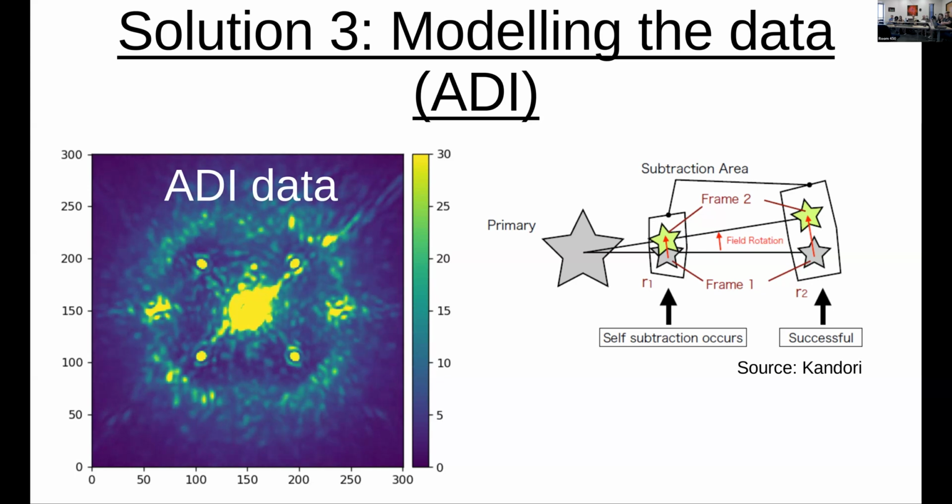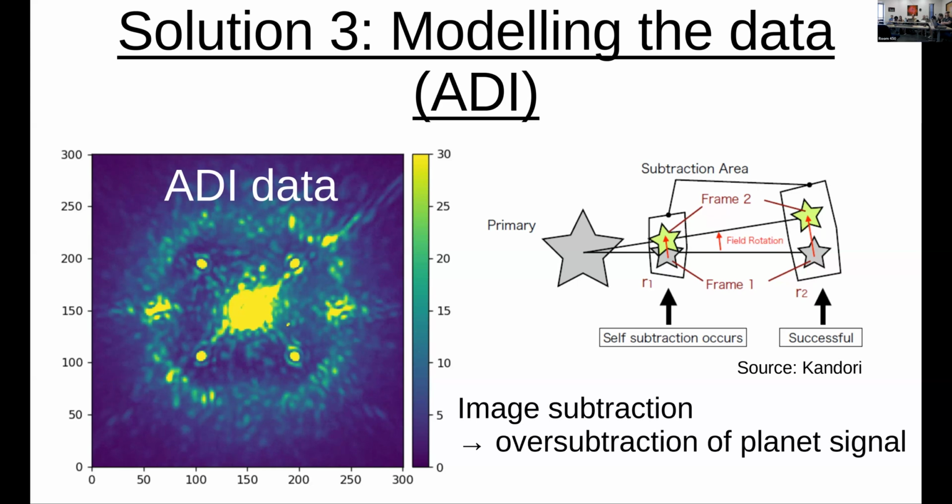But because the sky is rotating at a certain angular velocity, if the signal of the planet is far away from the star, it will move relatively quickly over the detector. If it's very close to the star, it will move very slowly over the detector. So if you subtract images from each other and the planet is close to the star, you also subtract out the planet signal, which is not what you want. You just want to get rid of the star.